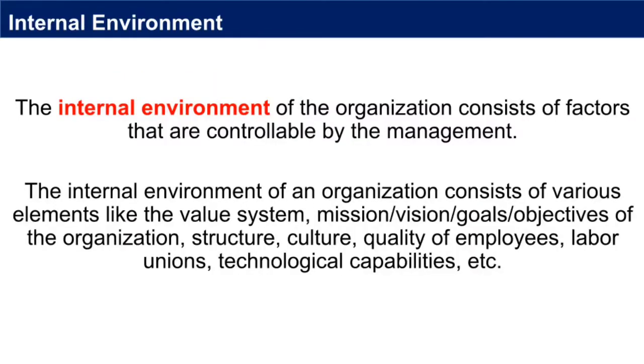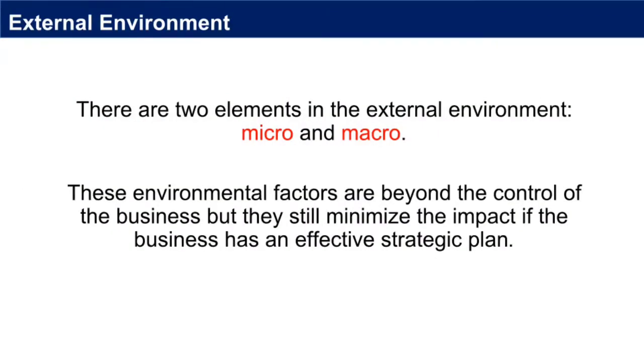The internal environment of the organization consists of factors that are controllable by the management. The internal environment of an organization consists of various elements like the value system, mission, vision, goals, objectives of the organization, structure, culture, quality of employees, labor unions, technological capabilities, etc. These elements lie within the organization and any changes to them can affect the overall success of the business. There are two elements in the external environment, micro and macro. These environmental factors are beyond the control of the business, but they can still minimize the impact if the business has an effective strategic plan.